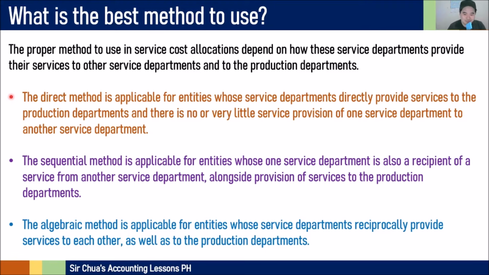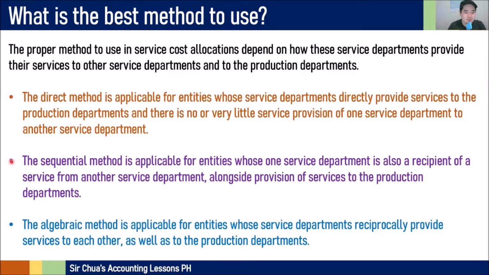Now, let's say for example, si cafeteria naman, bawal siyang gamitan ni human resource employees. Puro si production lang. No? So, is there a service from human resource to cafeteria? Wala. Is there a service from cafeteria going to human resource? Wala din. So, the direct method of allocation is applicable because wala naman pong pakialam si human resource and cafeteria in each other. So, your human resource cost is allocated to production 1 and 2. And then, si cafeteria, production department 1 and 2 lang din ang allocation mo sa kanya. Okay? So, ganun po yung nangyayari.